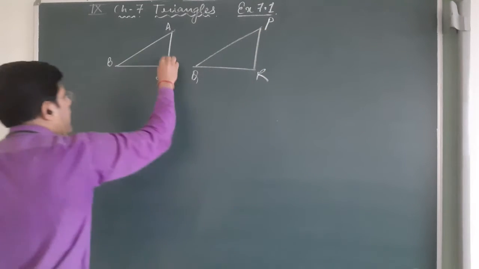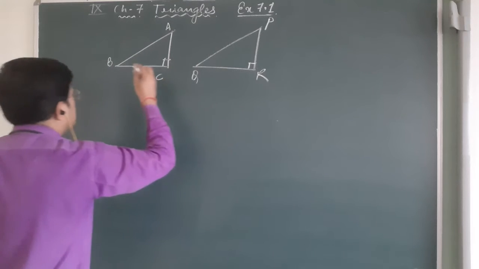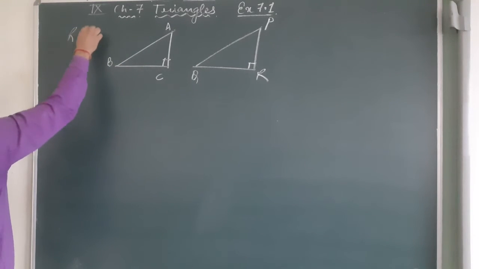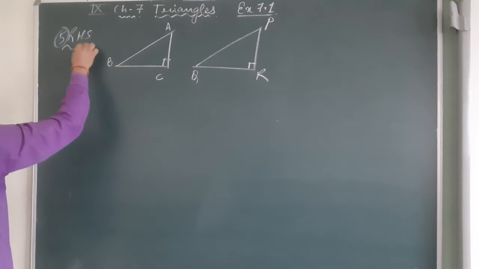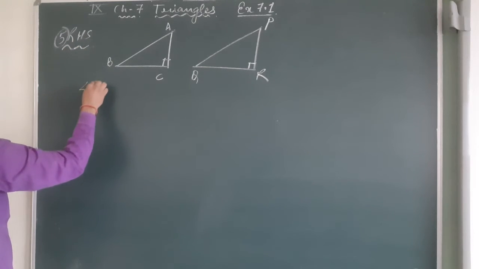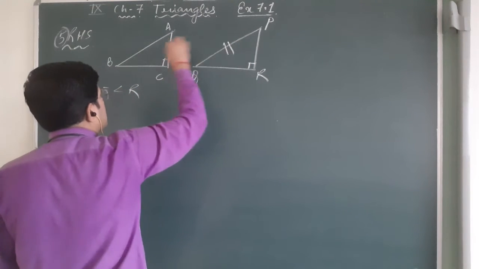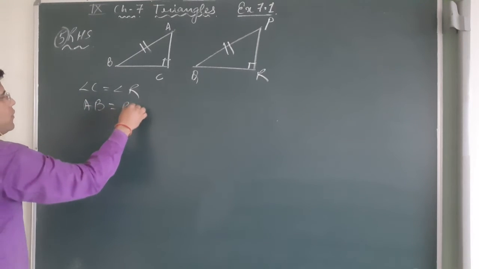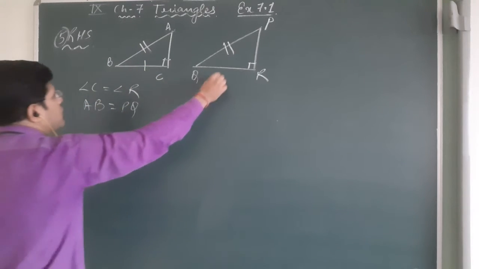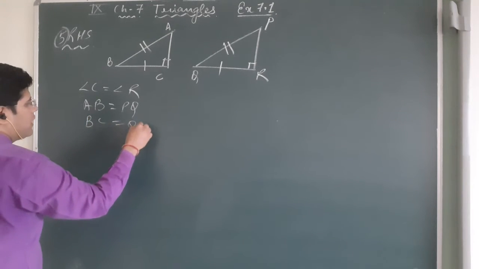So here angle C equals angle R, each 90. So the RHS property is the fifth one and the last one, the most important property. Angle C is equal to angle R. After that, hypotenuse: AB equals PQ, and last, BC equals QR, any of the sides. So BC equals QR.